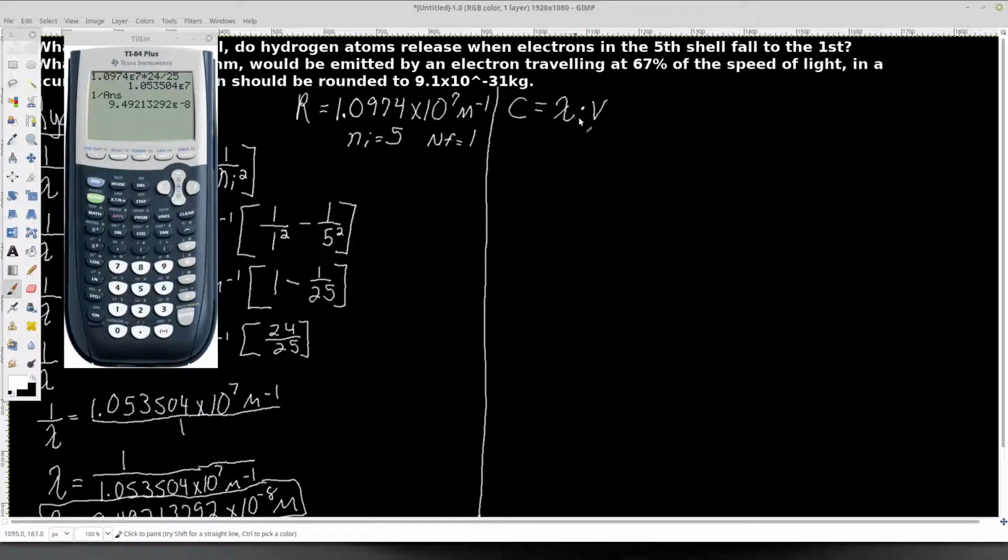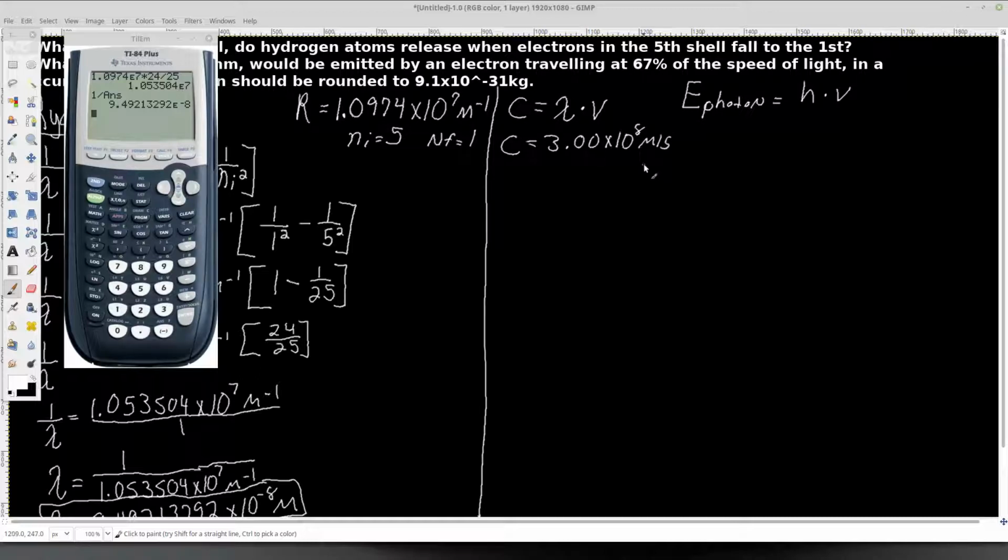Now, let's look at that equation. For a single photon, the energy of a single photon is energy equals h times v. Now, we're going to need Planck's constant, so let's go ahead and make note of that. And we're going to need the speed of light. Now, I'm going to use 3.0 times 10 to the 8th meters per second.